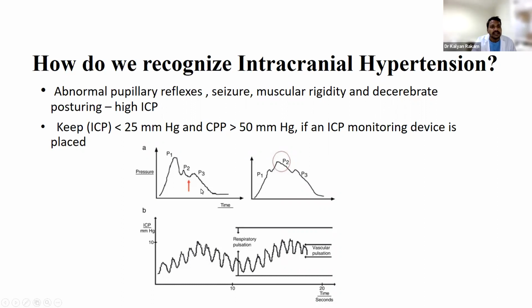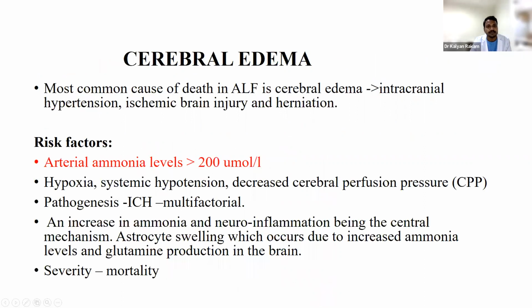We need to maintain an intracranial pressure of less than 25 mm Hg and a cerebral perfusion pressure of greater than 50 mm Hg. By maintaining these pressures, we can optimize the intracranial hypertension. The most common cause of death in acute liver failure is cerebral edema, which leads to intracranial hypertension, ischemic brain injury, brain herniation, and finally brain death.